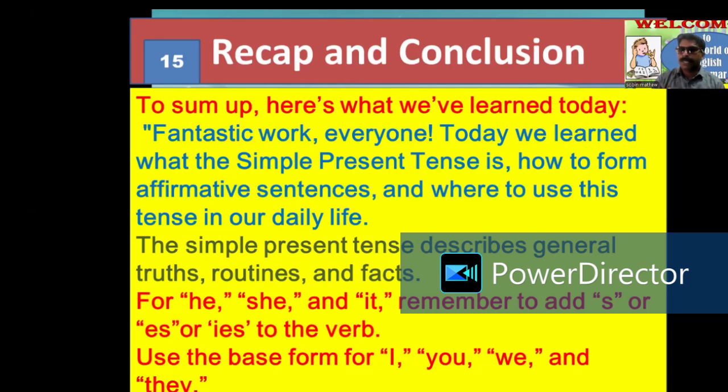For the subject, third person singular, he, she, and it, we add s or es or ies with the base form of the verb. And for the rest of the persons, like I, you, we, and they, we use only the base form of the verb.